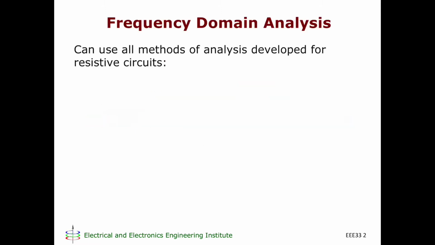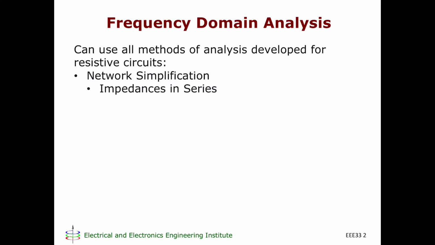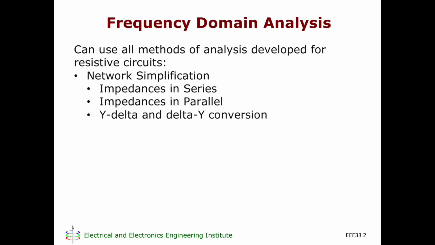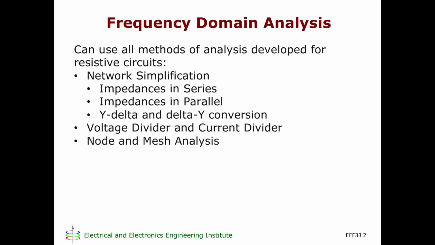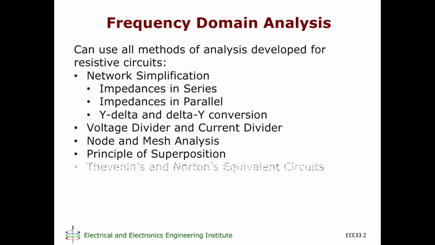In the previous module, I mentioned that when you transform a circuit into its frequency domain equivalent, you can use all methods of analysis developed for resistive circuits. In other words, you can do network simplification, you can simplify impedances in series, simplify impedances in parallel, and perform Y to delta and delta to Y conversion. You can also use the principle of voltage division and current division. You can do node and mesh analysis. You can apply the principle of superposition. And whenever you have circuits with sources, you can simplify those circuits using Thevenin's and Norton's theorem.